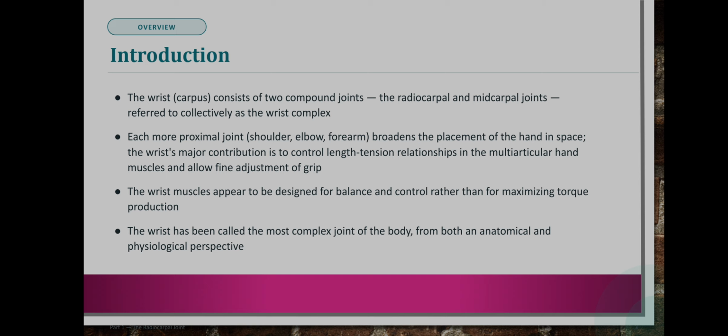The wrist has been called the most complex joint of our body, anatomically and physiologically, because we have a number of bones. Usually in our body, what happens, we have 2 or 3 bones that make up the articular surfaces and make your joint. But here we have 8 carpals. Can you imagine 8 carpals along with your 2 forearm bones, which are your radius and ulna. Hence, anatomically along with physiologically, it makes it a complex joint.